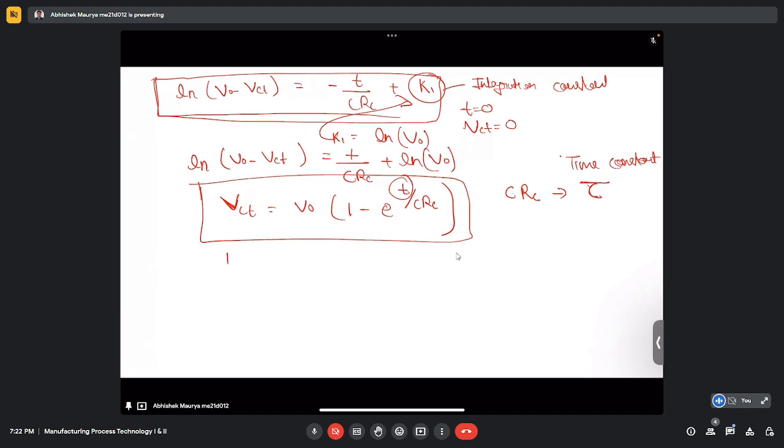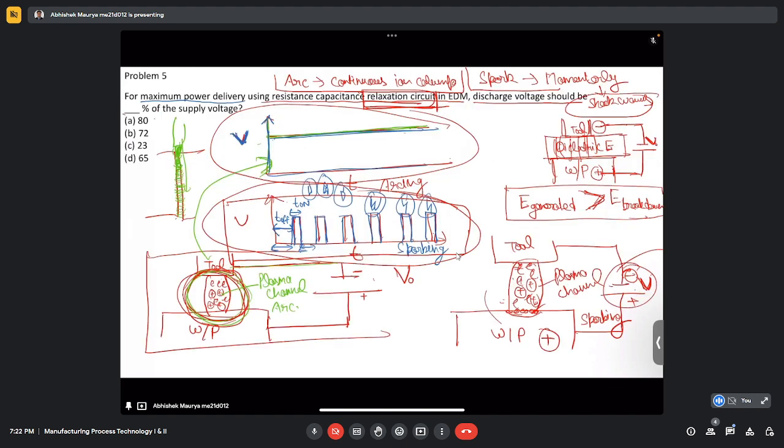Now we want to find out what the current is. All this we are doing because we want to find out what should be the percentage of supply voltage for maximum power delivery. So the aim of this question is to find out the power delivery equation as a function of supply voltage. We want to find out under what condition of supply voltage we will get the maximum power from the relaxation circuit which we have made. That's why we are doing all these things, since we want to find out the power which will be supplied to the tool and the workpiece.